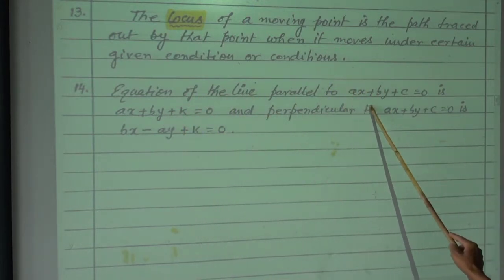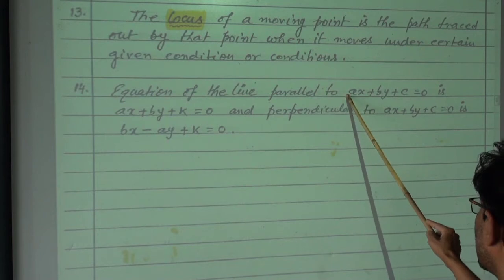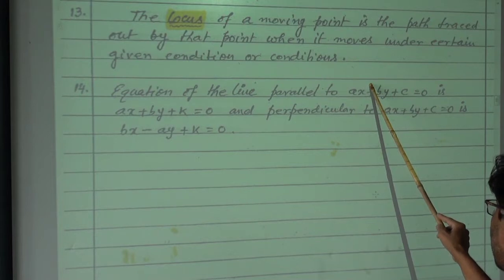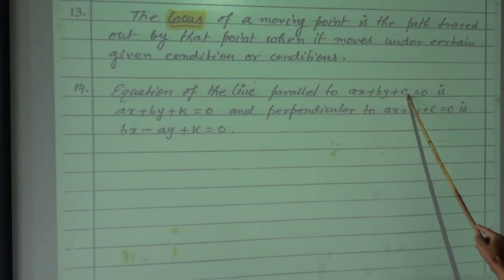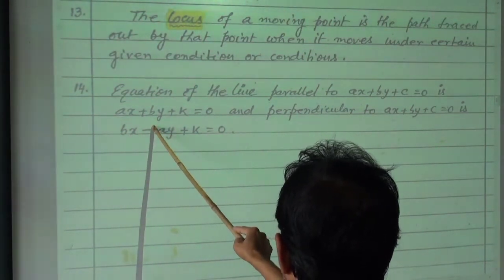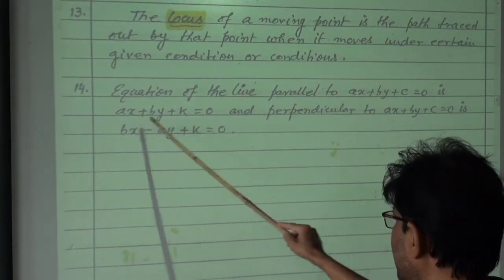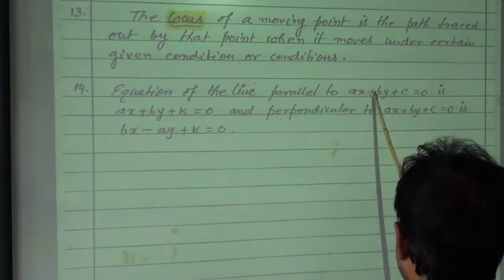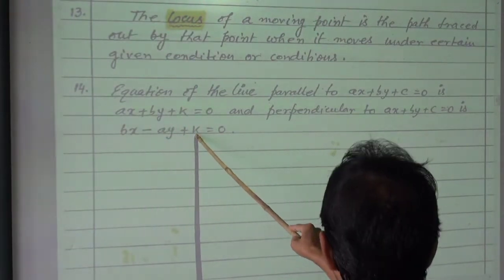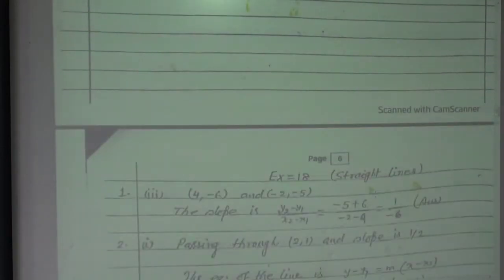Whenever you have to find out a line perpendicular to this line, you have to interchange the coefficients. B will come here, A will come here, and you have to change the sign in between. Plus will be minus, minus will be plus. The constant will be different, it is C, it is K. So for a parallel line, the x, y terms are the same and the constant is different. For a perpendicular line, interchange the coefficients and change the sign in between, with a new constant. This is the theory for straight line.